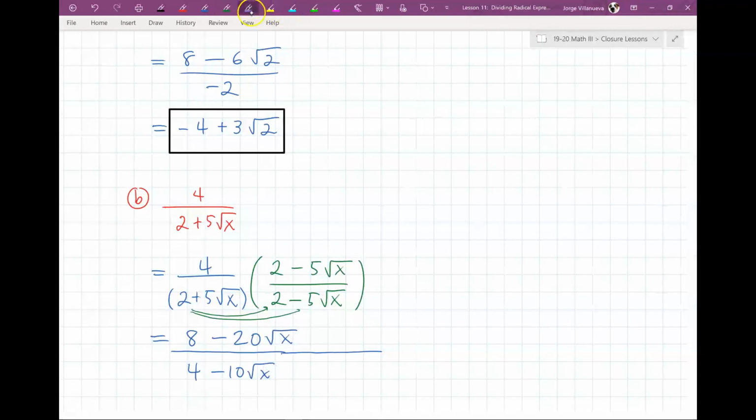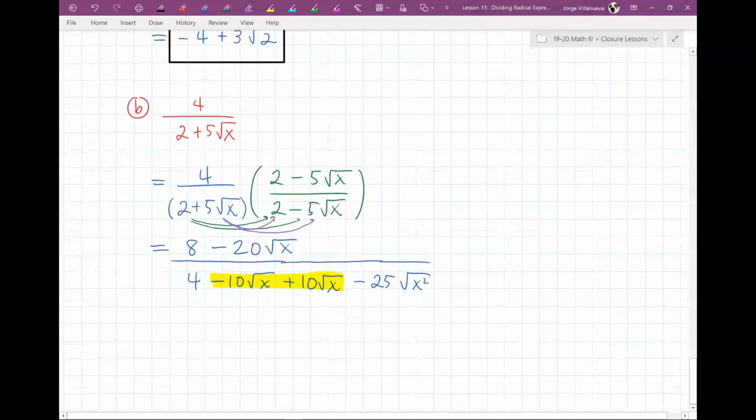And now let's do the next part, 5 radical x times 2 and 5 radical x times negative 5 radical x. That's going to be next, the ones in purple. So 5 radical x times 2 is a positive 10 radical x. And then 5 radical x times a negative 5 radical x is a negative 25 radical x squared. Now again, notice this is going to cancel out. Negative 10 radical x plus 10 radical x, that's going to go away. So this will be 8 minus 20 radical x divided by 4 minus 25.